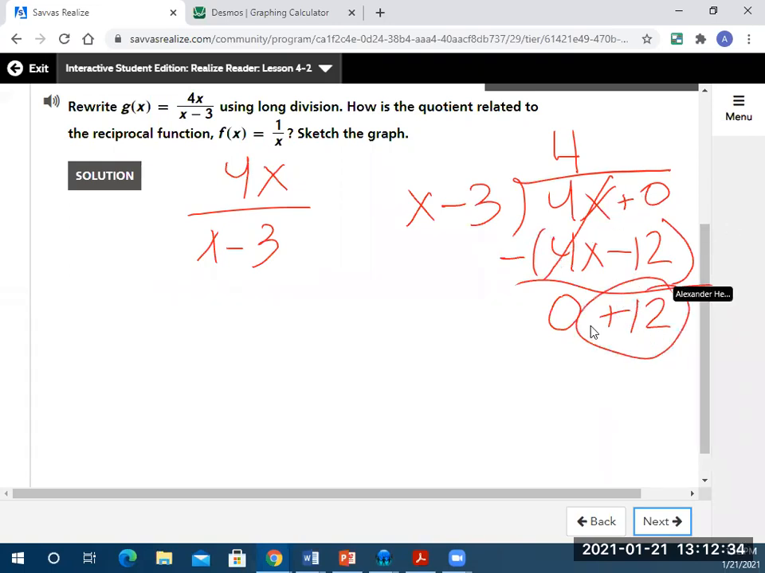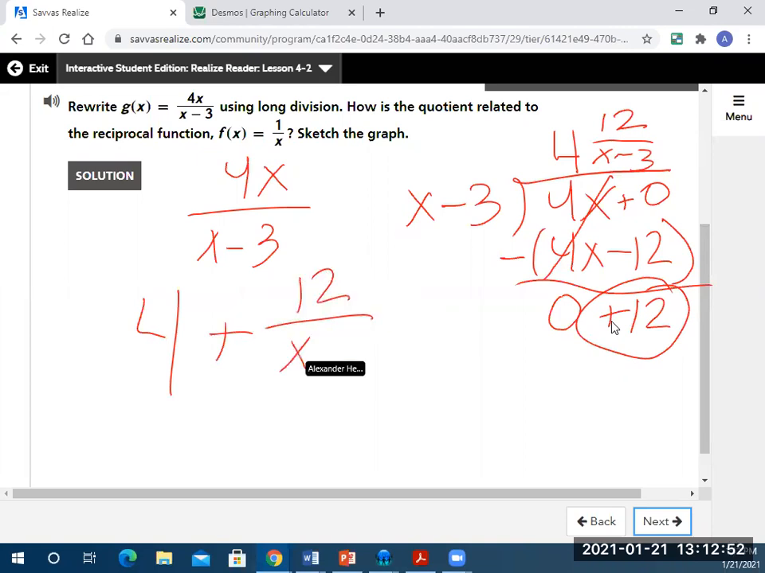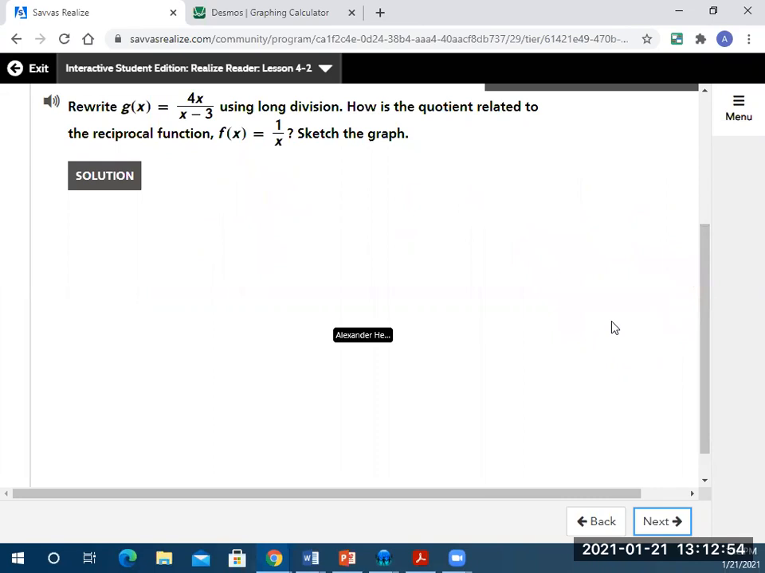So what is this 12 right here? Remainder, right? So what am I going to do with my remainder? Exactly. I'm going to put it over x minus 3. So then my function is 4 plus 12 over x minus 3, right?